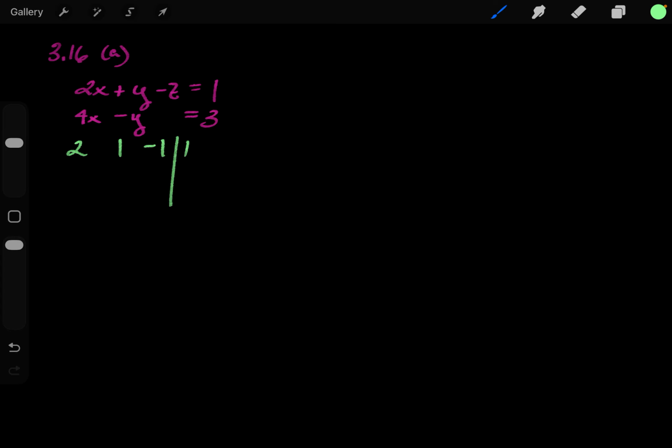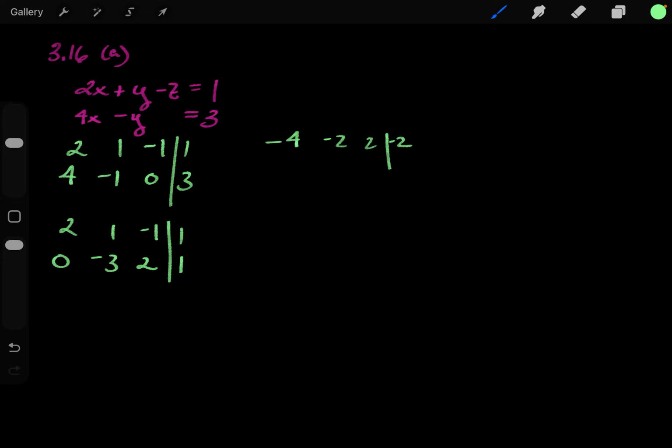Take your time doing that. Don't mess up on that. 0, 3, and of course I'll mess up a million times. Anyways, so now look here. I'm going to multiply this first row by -2 to get -4, -2, 2, -2. And then I'm going to add it to the next row: 2, 1, -1, 1, 0, -3, 2, 1. And now it's in echelon form.